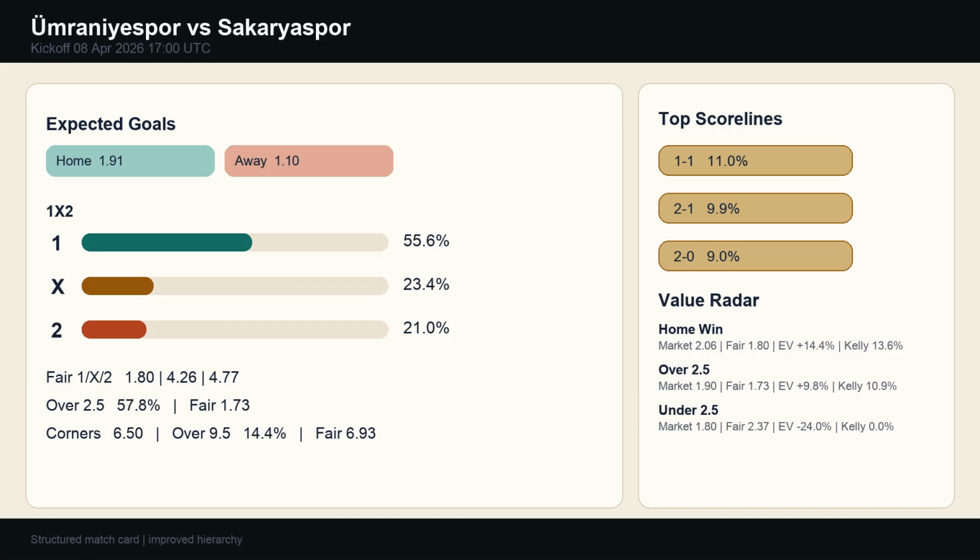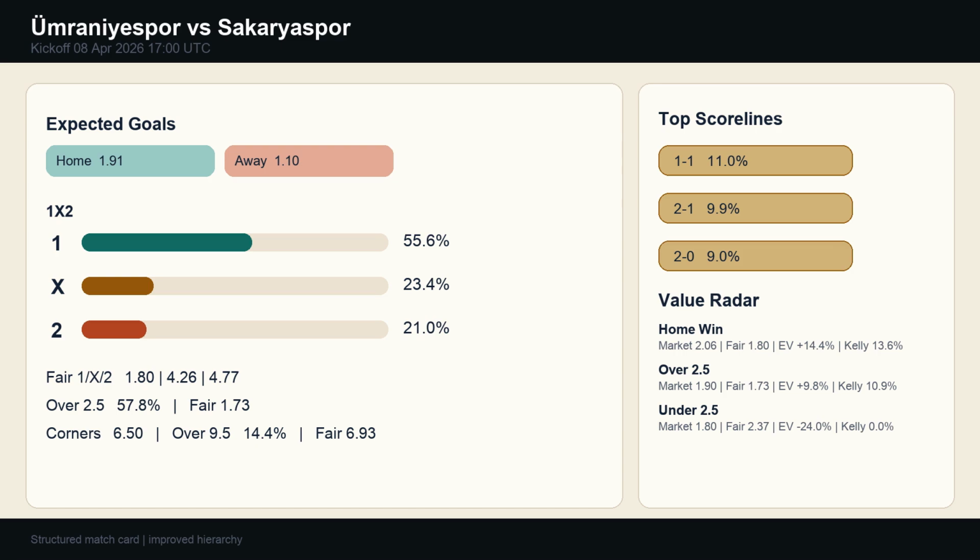Next, Umraniyaspor against Sakaryaspor. The model likes the home side. It gives Umraniyaspor the higher expected goals number, the stronger win probability, and some support for a game that could stretch beyond 2.5 goals. In pure model terms, the home side has the edge and the market is offering a playable price.